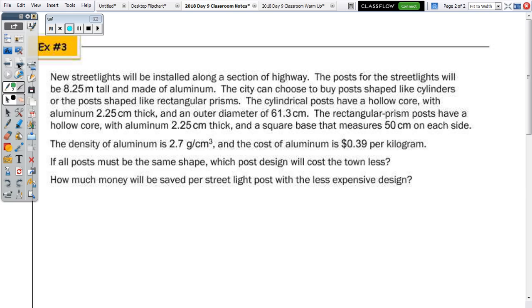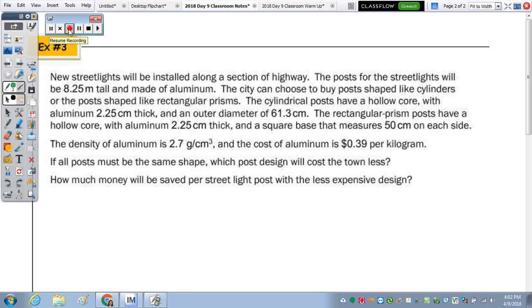The rectangular prism posts have a hollow core with aluminum 2.25 centimeters thick and a square base that measures 50 centimeters on each side. The density of aluminum is 2.7 grams per centimeter cubed, and the cost of aluminum is 39 cents per kilogram. If all posts must be the same shape, which post design will cost the town less? How much money will be saved per streetlight post with the less expensive design?